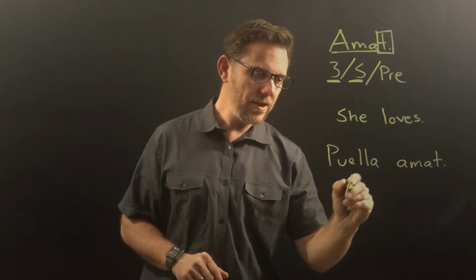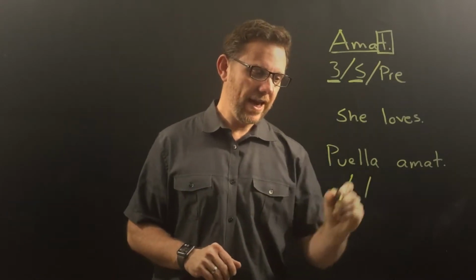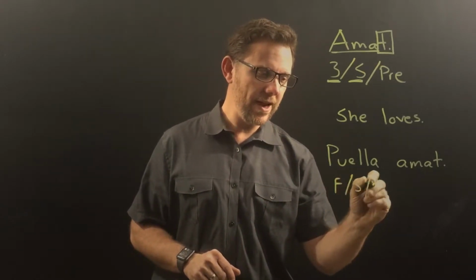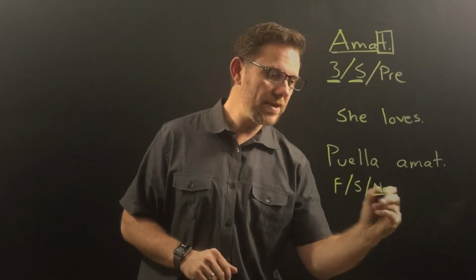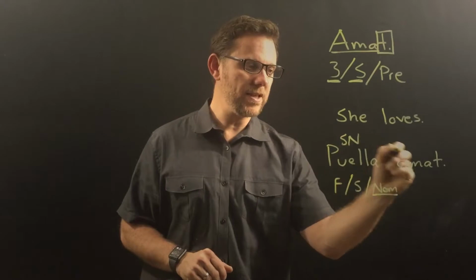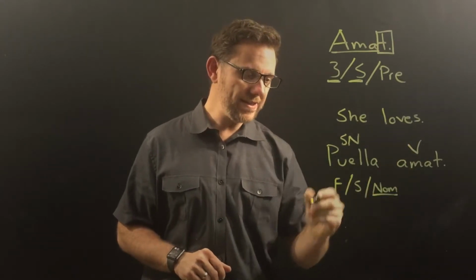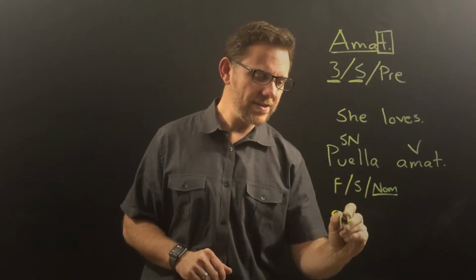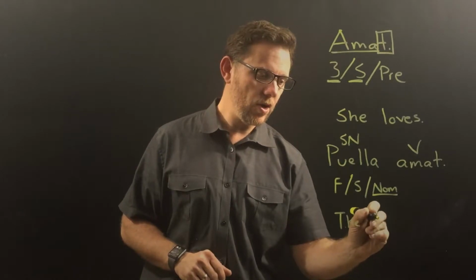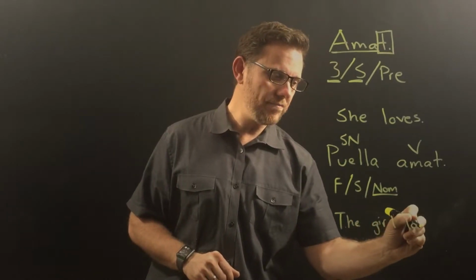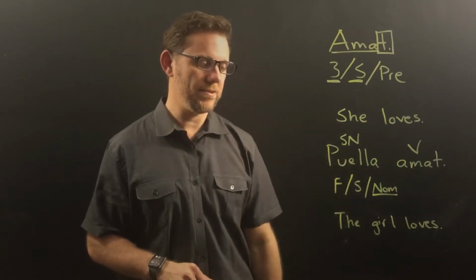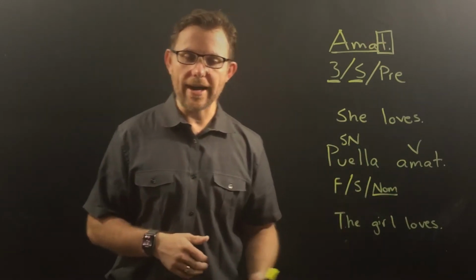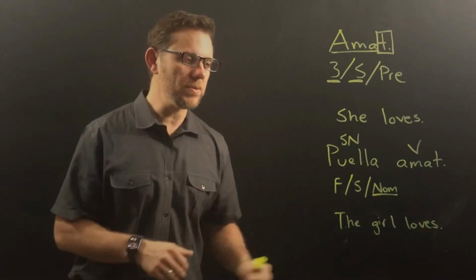So here's the only other word we have in the sentence. And it's parsed as feminine singular and, no surprise here, nominative. Since it's nominative, that's the subject of our sentence. And we would translate this sentence as the girl, or you could say a girl. The girl loves. It's still present tense. The girl loves.